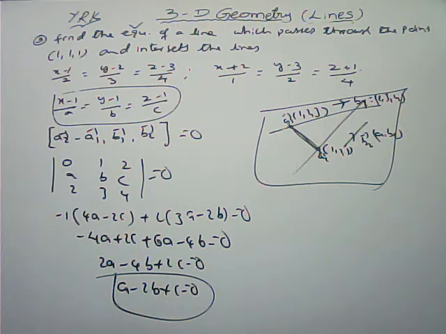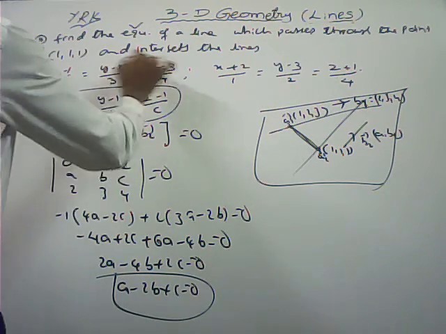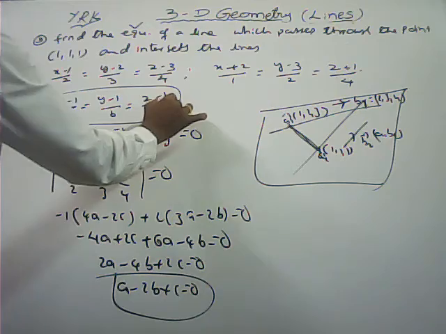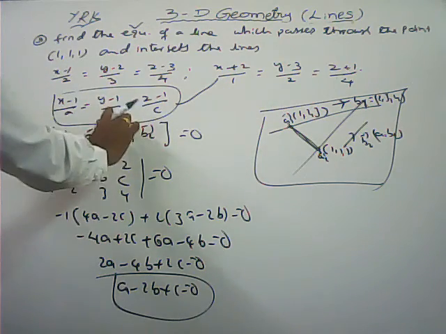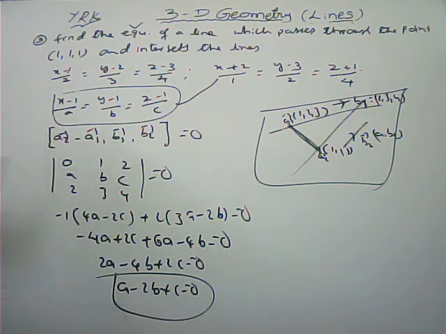Here what is the equation? I got a minus 2b plus c is equal to 0. And at the same time, this line intersects this one also. This line intersecting this one, so these two are coplanar. These 3 vectors are coplanar, lie in the same plane. Then the determinant is equated to 0. We got one relation between a, b, c.